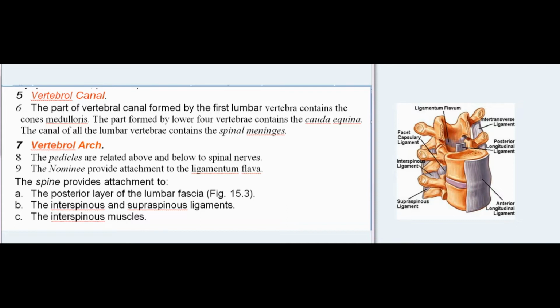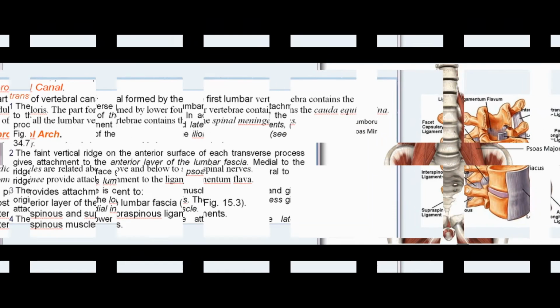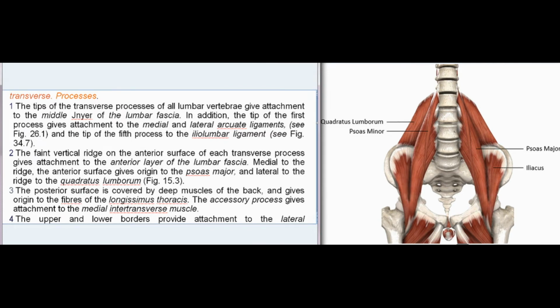Vertebral arch. The pedicles are related above and below to spinal nerves. The laminae provide attachment to the ligamenta flava. The spine provides attachment to the posterior layer of the lumbar fascia, Fig 15.3, the interspinous and supraspinous ligaments, and the interspinous muscles.